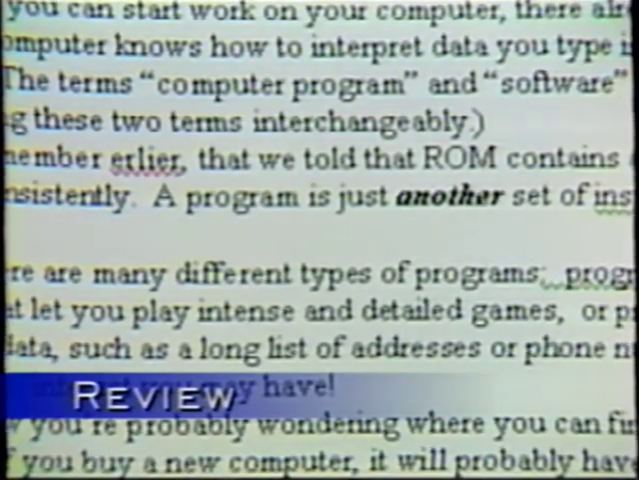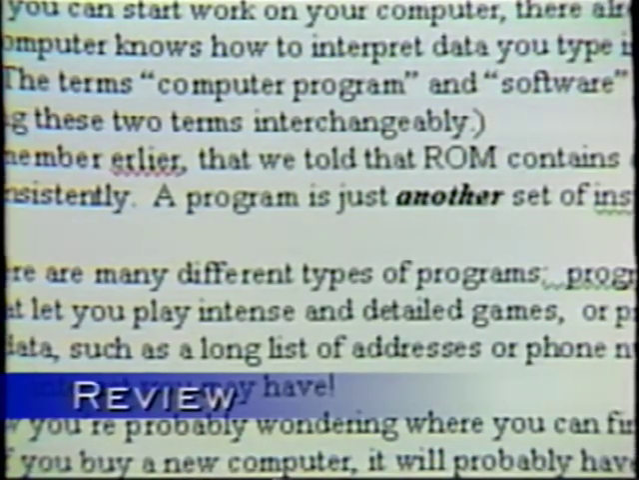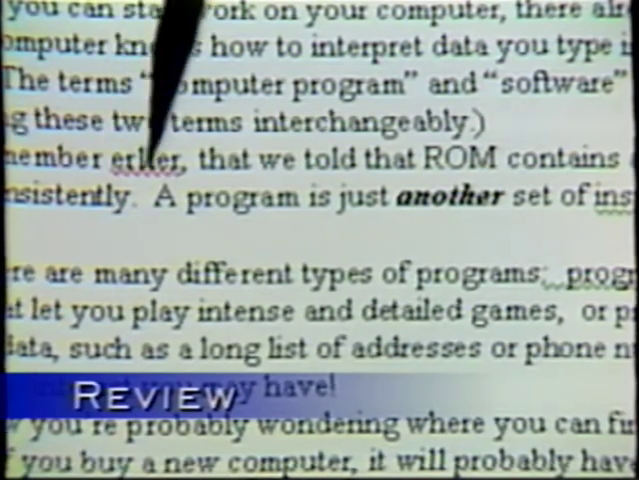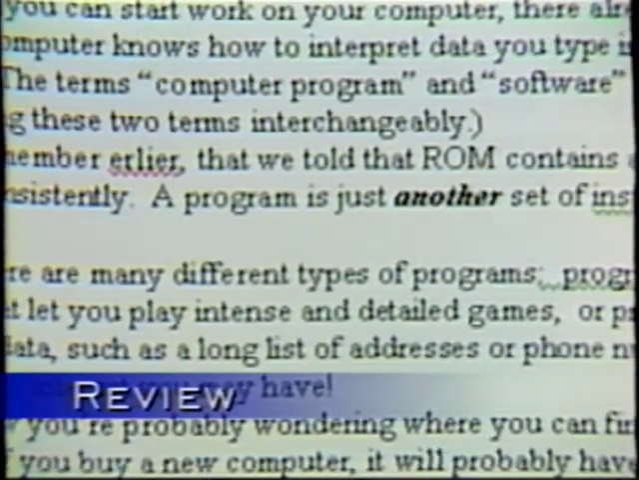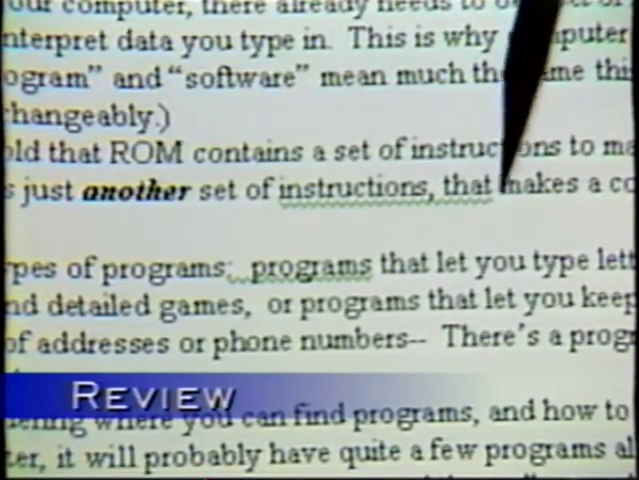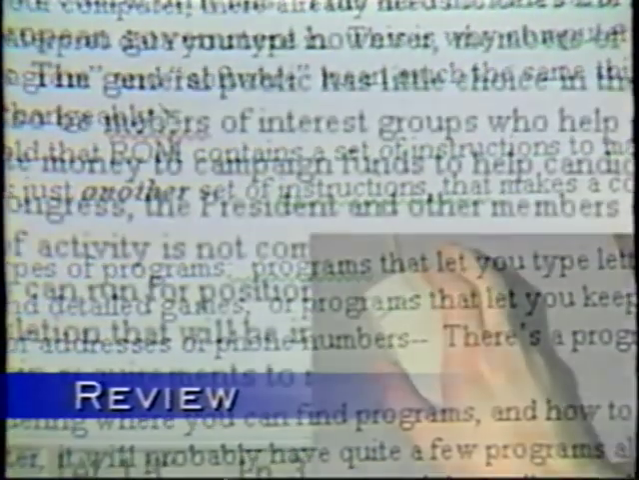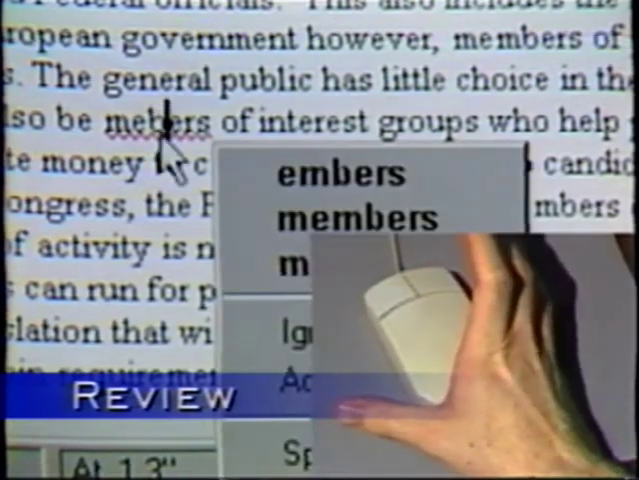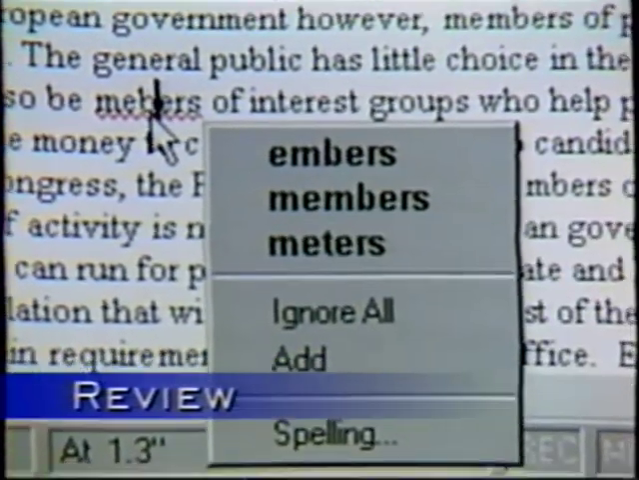So to review using the automatic spelling and grammar features, when you see a wavy red line, Word has spotted a spelling error. When you see a wavy green line, Word has found a grammar error. Click on either one of these with the right mouse button to bring up a menu of corrections.